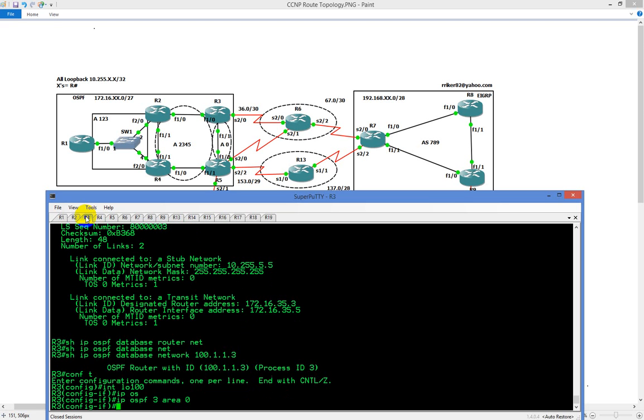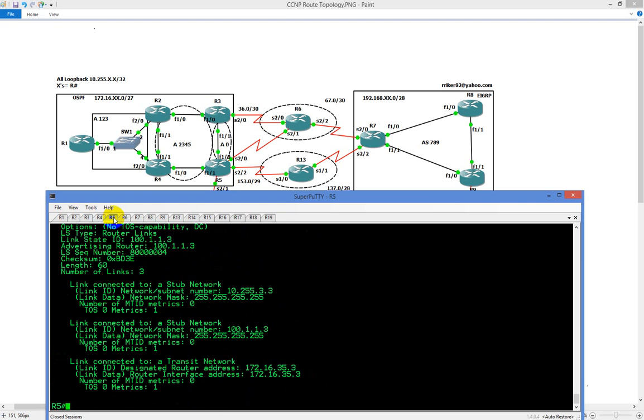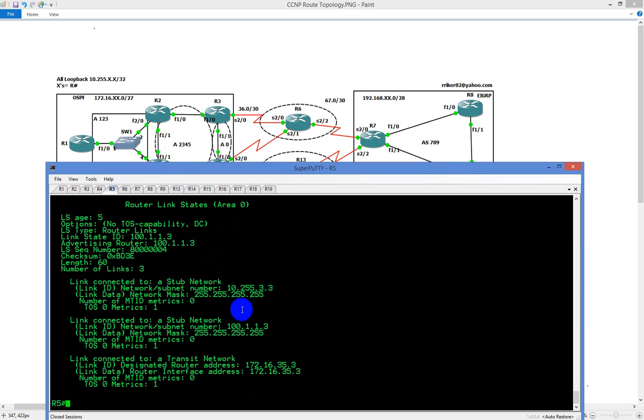Now I'm going to go over to router 5 and hit the up arrow. I'm going to have a third LSA in here. The third LSA is going to be the stub network of the loopback 100, and you see how quickly that came across.